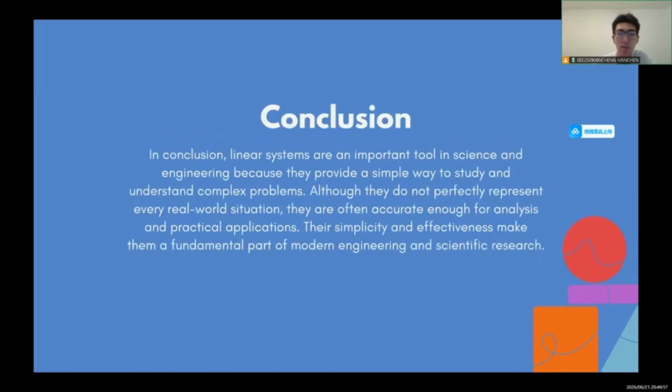So let's have the conclusion. In conclusion, linear systems are important in science and engineering because they provide a simple way to study and understand complex problems. Although they do not perfectly represent every real-world situation, they are often accurate enough for analysis and practical applications. Their simplicity and effectiveness make them a fundamental part of modern engineering and scientific research.